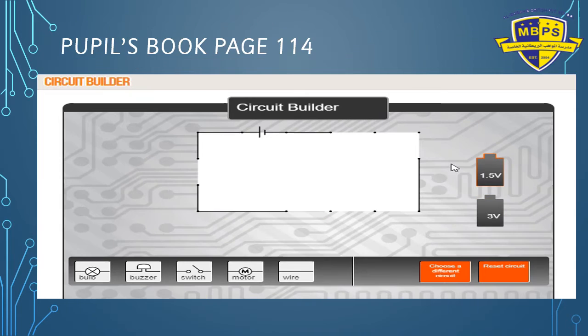Now let's see the next. In this circuit on page number 114, you have two batteries, that means 1.5 and 1.5, 3 volts. And you have one bulb drawn in the circuit. On page 114, I'm going to draw using the circuit builder. I'm going to connect all the wires so there is no gap in the circuit. The circuit is closed. You're going to insert the switch. Then let's see, the bulb is shining very brightly.